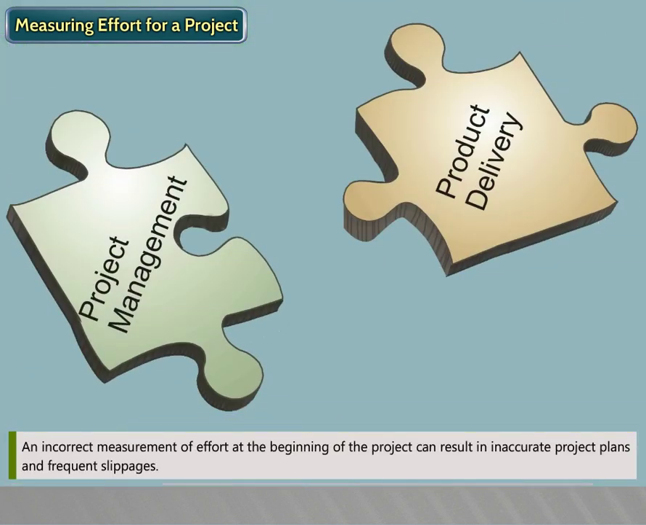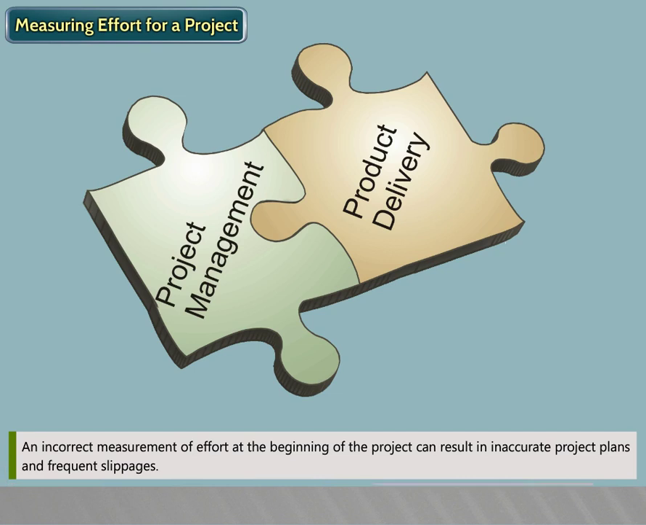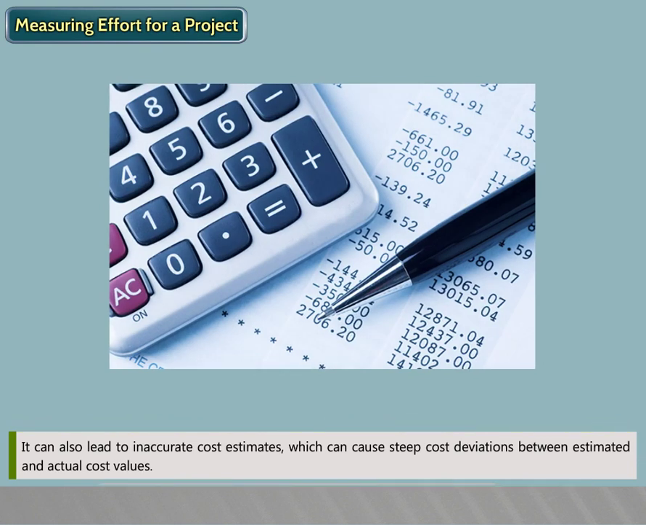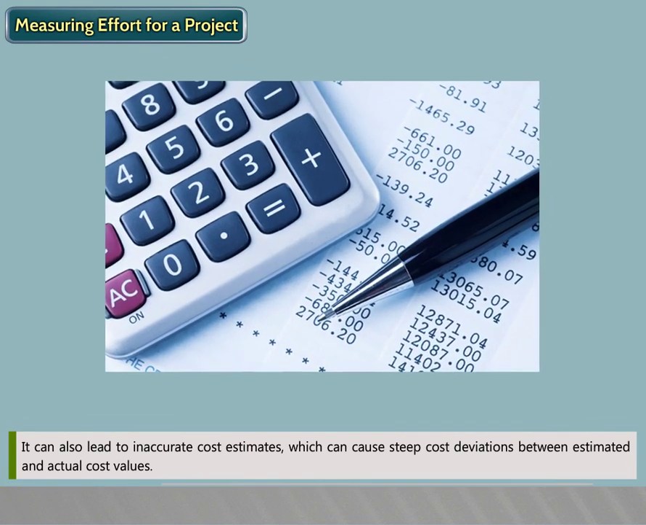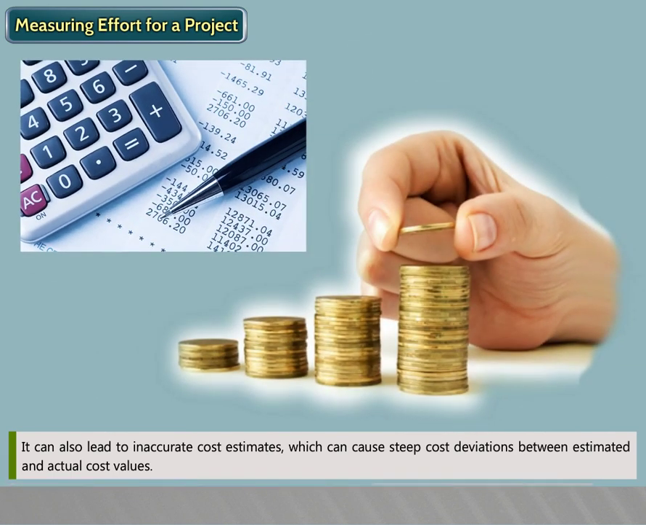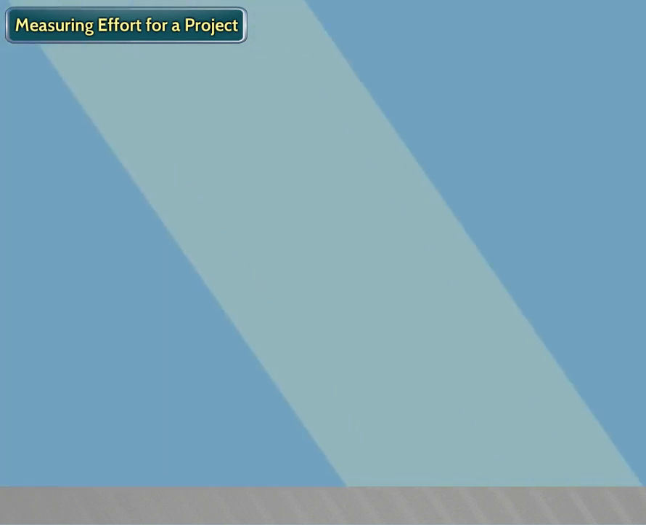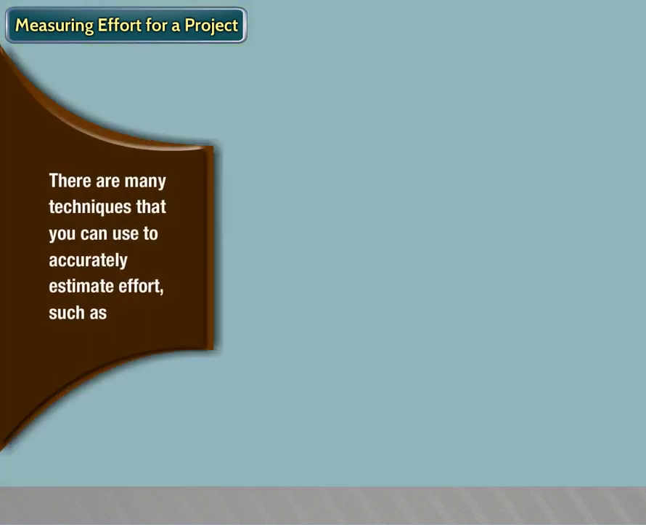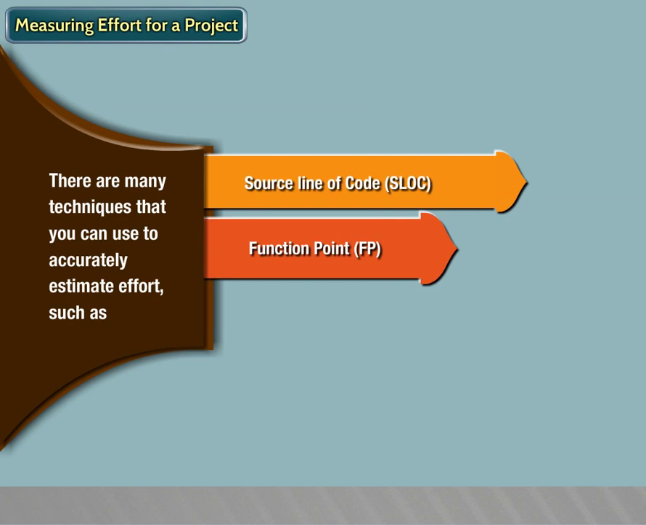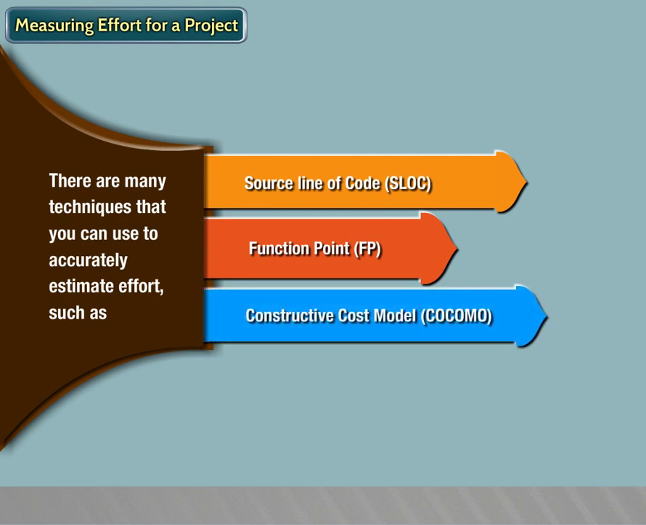An incorrect measurement of effort at the beginning of the project can result in inaccurate project plans and frequent slippages. It can also lead to inaccurate cost estimates, which can cause steep cost deviations between estimated and actual cost values. There are many techniques that you can use to accurately estimate effort, such as source line of code, SLOC, function point, FP, constructive cost model, COCOMO.